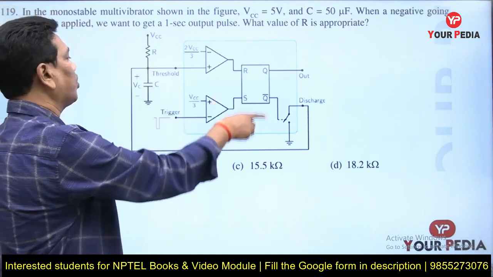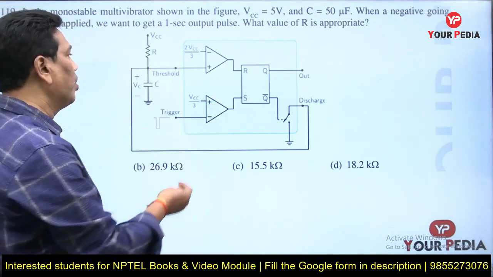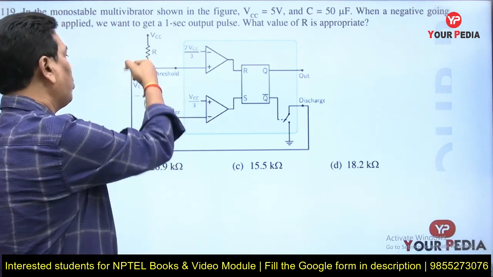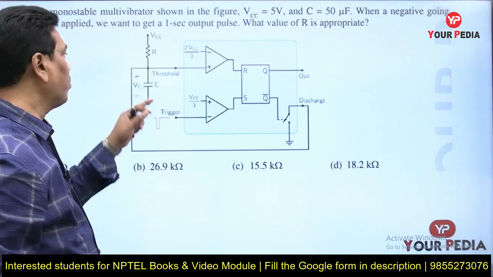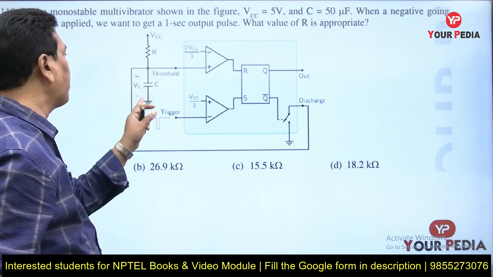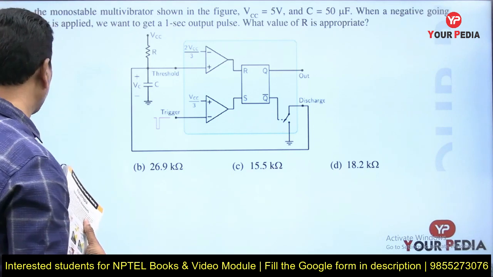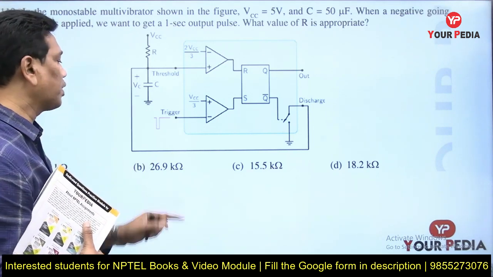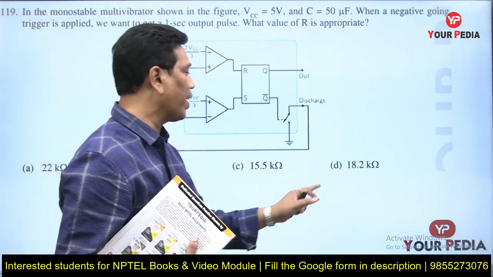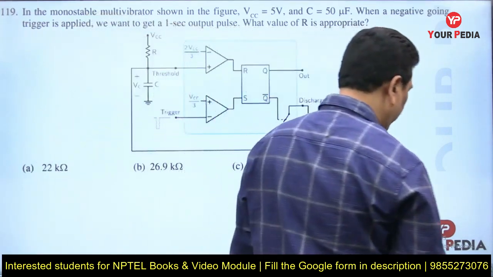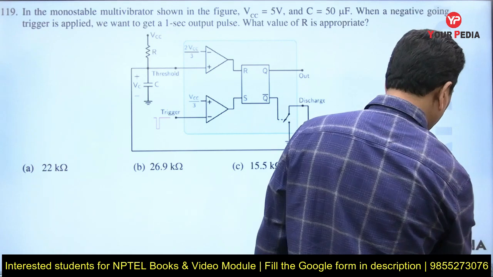This is the 555 timer circuit. The internal block diagram of the 555 timer is given, and the monostable multivibrator is formed by externally connecting a resistor and capacitor. The options given are 22 kilo ohms, 26.9 kilo ohms, 15.5 kilo ohms and 18.2 kilo ohms. Now let us check this.